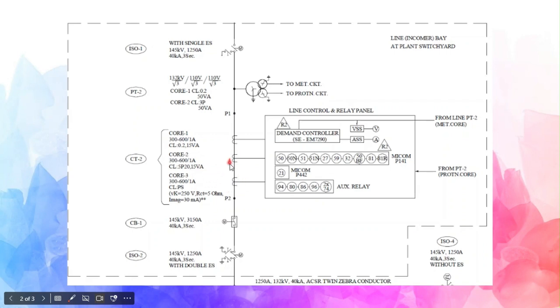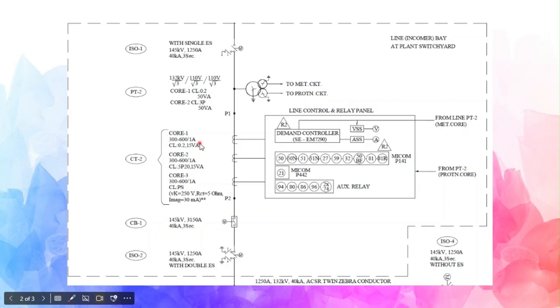And other protection CTs means these CTs, the core 2 is used for other protection like 50, 50N, 51, 51N. These protections are calculated and activated based on the rating of this CT, and this CT core is used for the metering purpose. This is going to this meter, this ammeter, through this ammeter selector switch, and also for demand control calculation, how much energy is consumed, and all this.